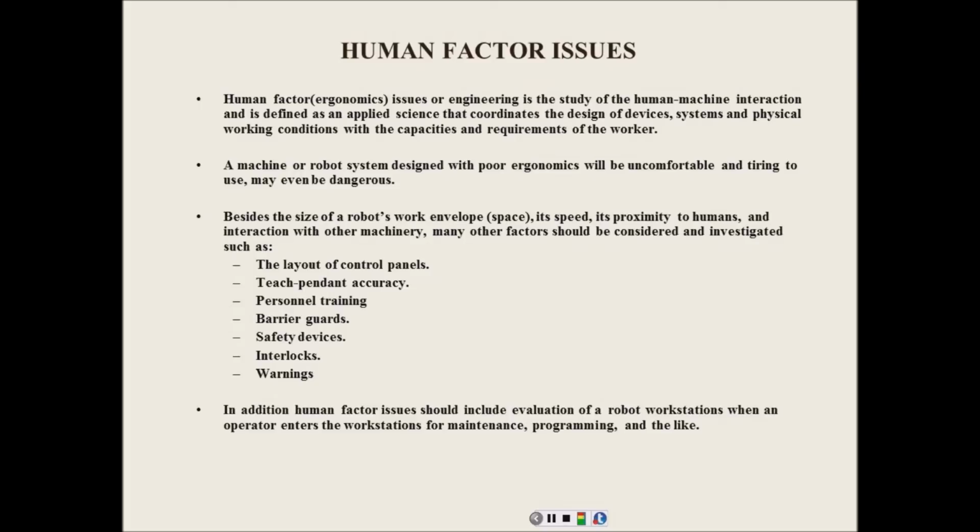By the way we lay out the control panel, or the way the teach pendant's laid out, personal training, barrier guards, safeguards, interlocks, and warnings. Of course, we don't have any warnings on our robot, but they're small enough, and you're using the robot, so I guess we should put one on the manufacturing line over there. It could be running and somebody could get hurt on that.